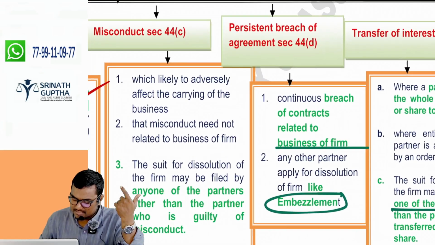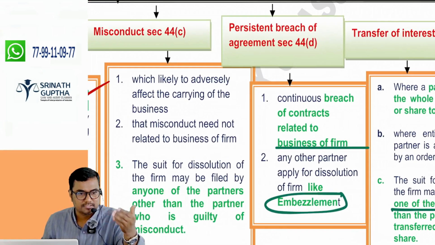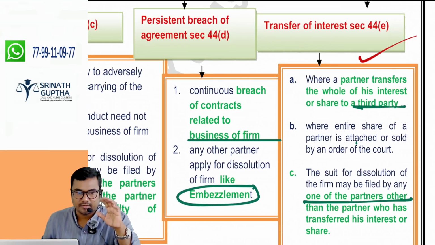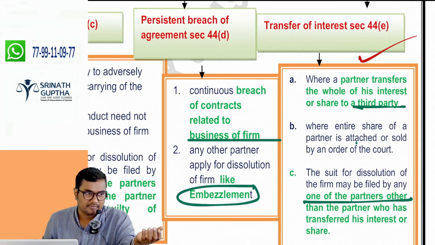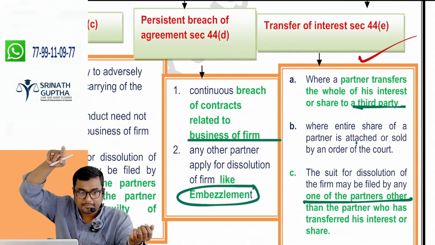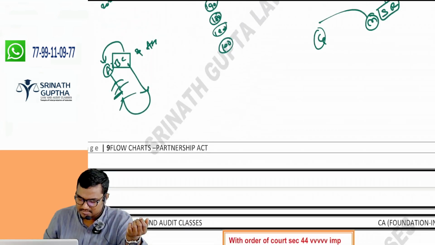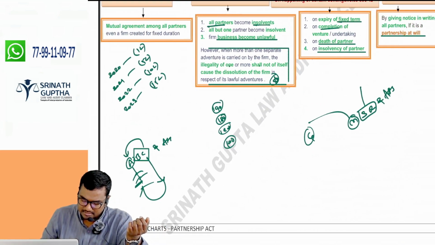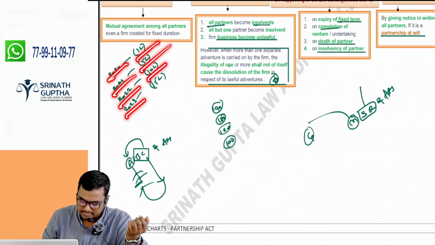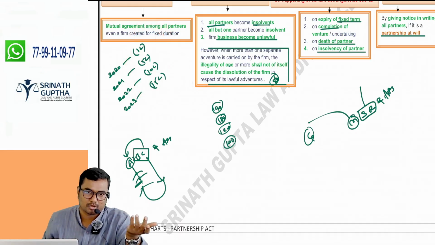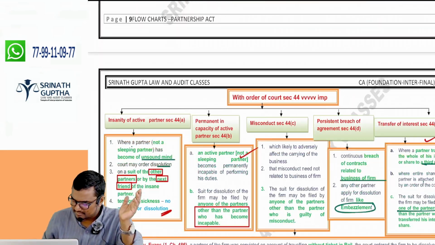Next, persistent breach of the agreement. If a partner is continuously breaching the agreement, then other partners may approach the court of law for dissolution of the firm. And transfer of interest: if one partner sells his share to another without the consent of the other partners, they may approach the court for dissolution of the firm. Persistent losses: day by day losses are increasing. 2010, 1 lakh; 2021, 5 lakhs; 22, 10 lakhs; 23, 15 lakhs. There are no profits, so the court may order dissolution of the firm.